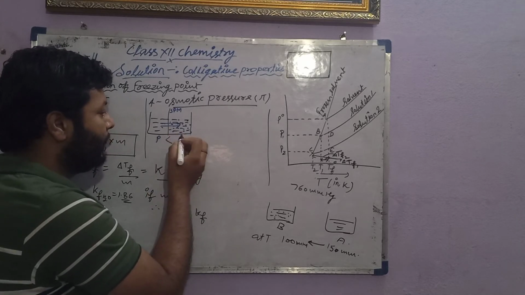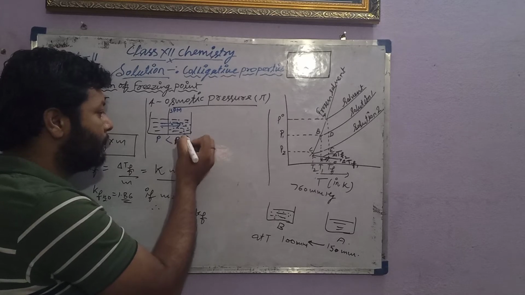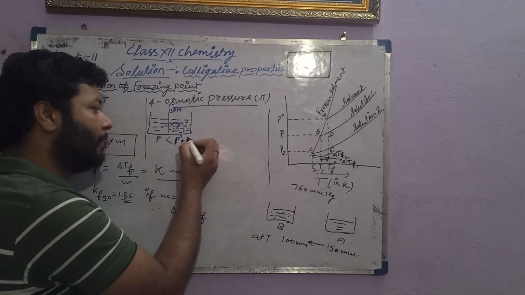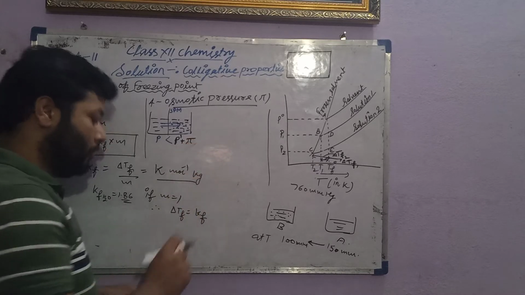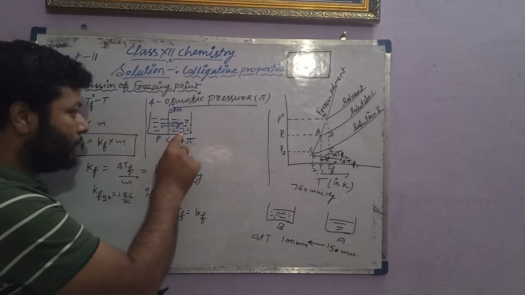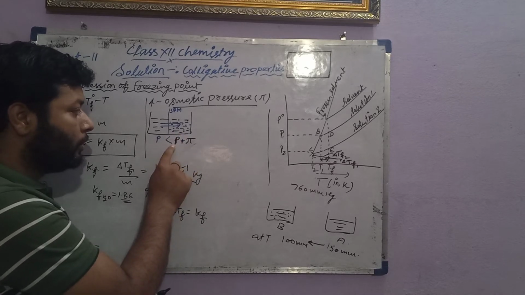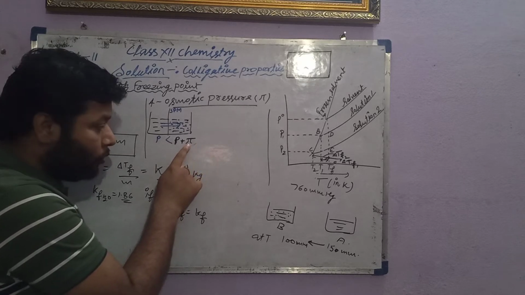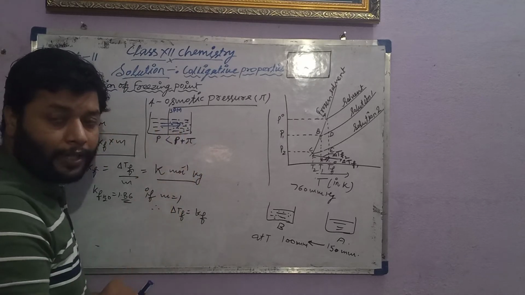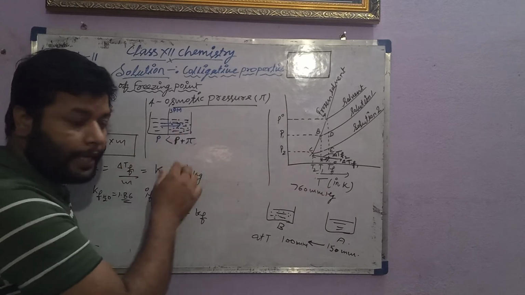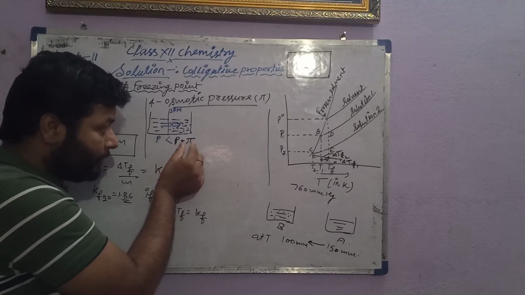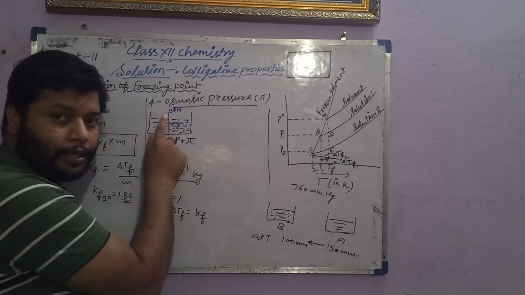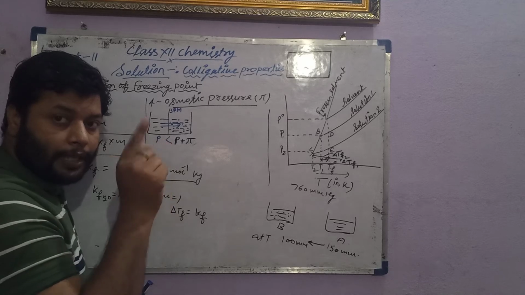Sorry, we have to write it correctly: P equal to P dash plus pi. That extra pressure, due to which there is a tendency of flow of water from left to right side, is called osmotic pressure. If the same pressure is applied from the left side also, the flow of osmosis will be stopped. That is called osmotic pressure.